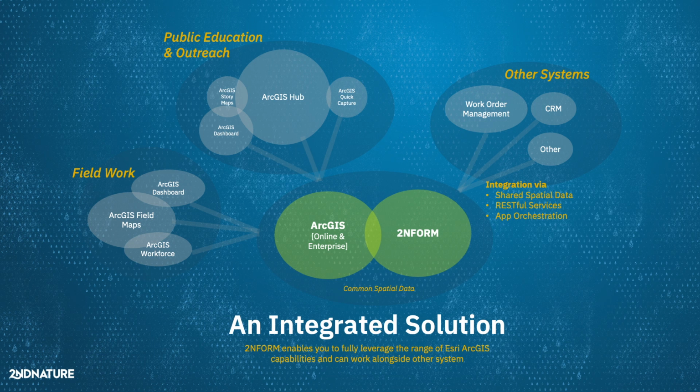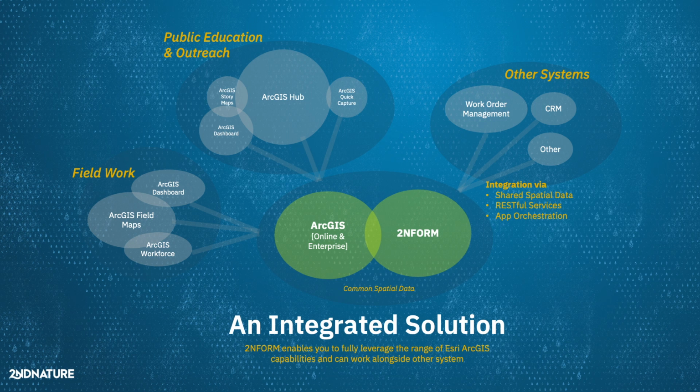One of the questions that we're often asked, frankly, is how does 2NFORM fit into our existing ecosystem? If you're a small city or a small county, you probably already have ArcGIS. So the easiest answer is, well, 2NFORM naturally connects to your ArcGIS, either ArcGIS Online or ArcGIS Enterprise. It leverages all the applications available in the Esri ecosystem. And probably most importantly, it stores your spatial data inside of ArcGIS, so it is available across the ArcGIS platform.